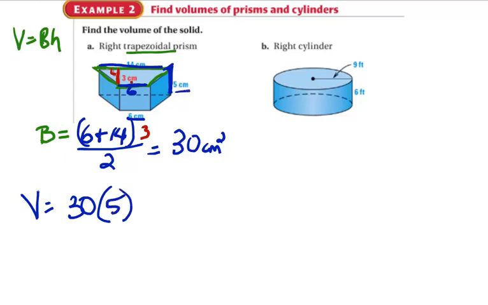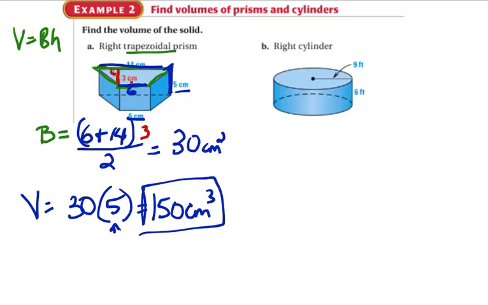So 30 times 5 equals 150 centimeters. And now we're cubed. We had centimeters squared for the base, and then I multiplied by 5 centimeters right here. That's 5 centimeters. So centimeters squared times another centimeters gives me centimeters cubed. Okay, so that is the volume of the right trapezoidal prism.